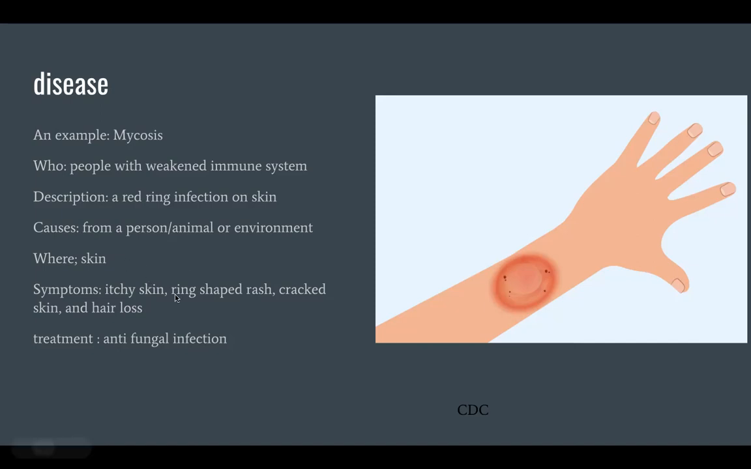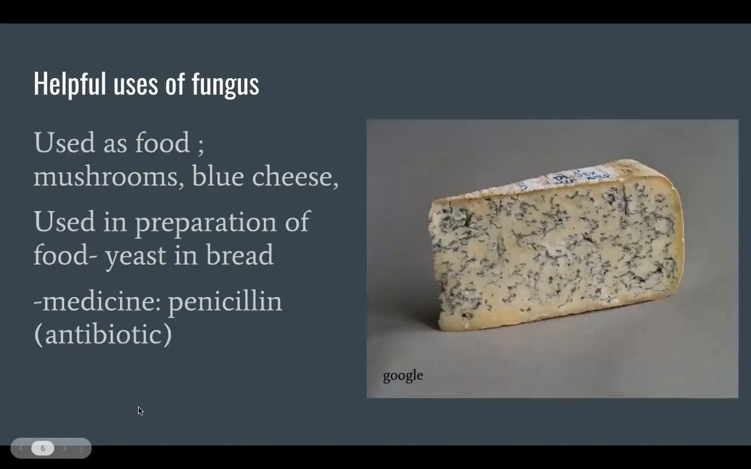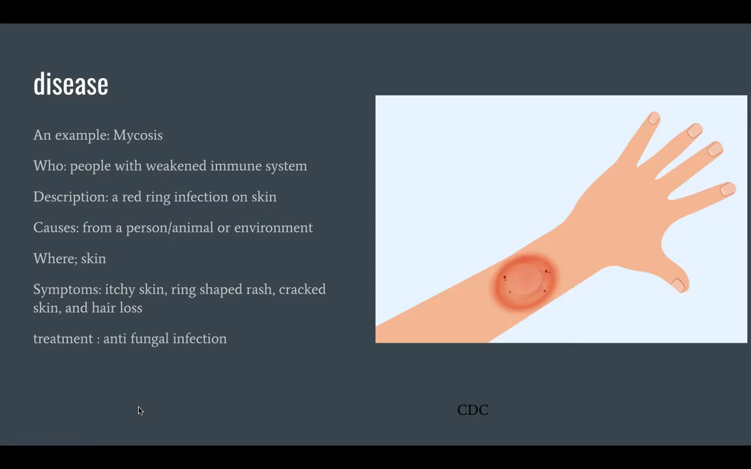They cause itchy skin, a ring-shaped rash, and cracked skin, and hair loss on the infection area. And the treatment is like an antifungal cream that will go against the fungus and try and stop the rash from spreading and getting more irritated.